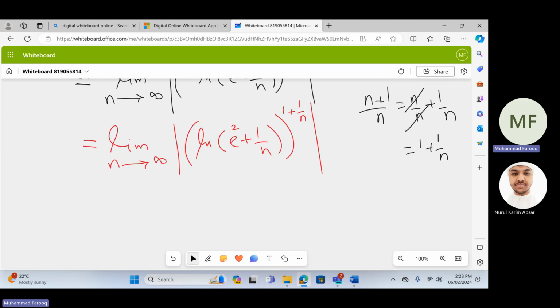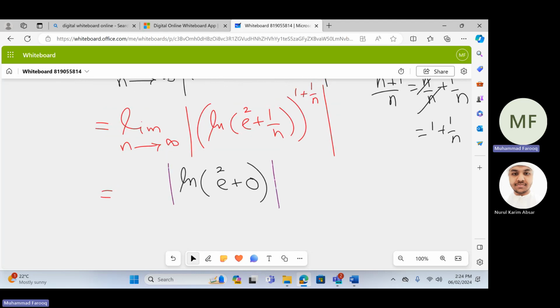Now, do one thing. Apply limits. Wherever you have n, replace it by infinity, and check what is the output. This is ln in the argument e square plus, where n is infinity, 1 by infinity, how much? 0. So 1 plus 0 is 1. 1 plus 1 by infinity, how much? 0. So 1 plus 0, 1. So here is basically this one, and it has absolute value.